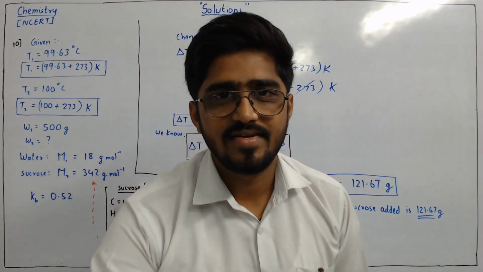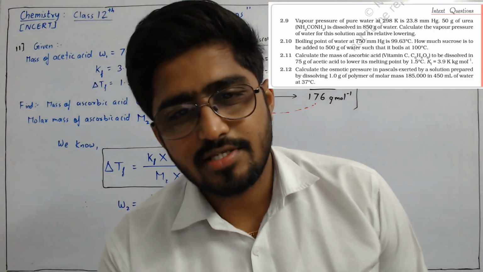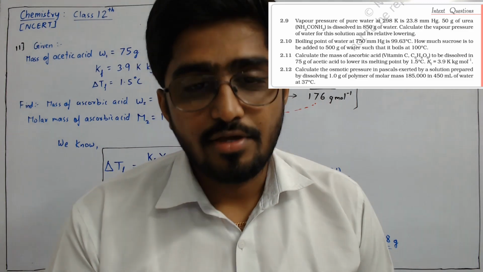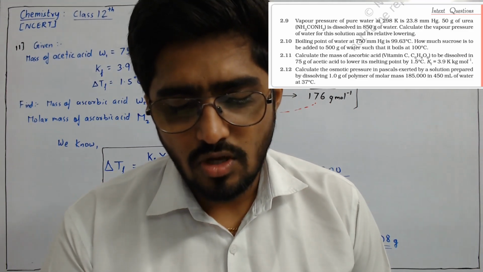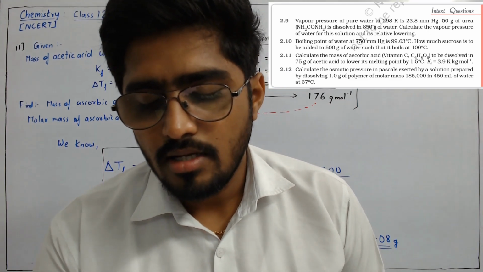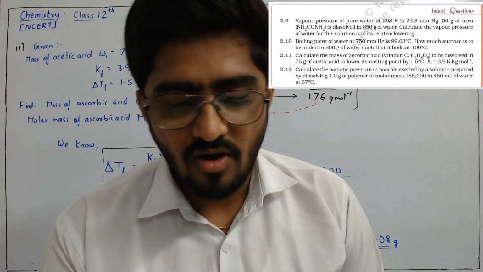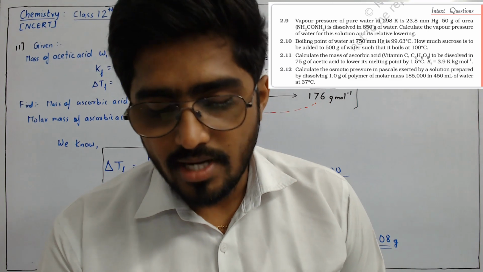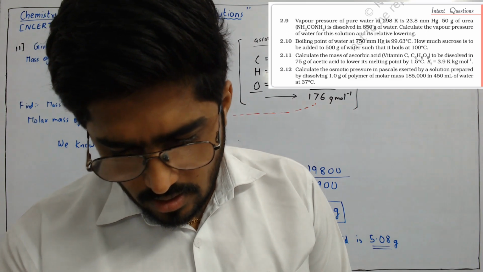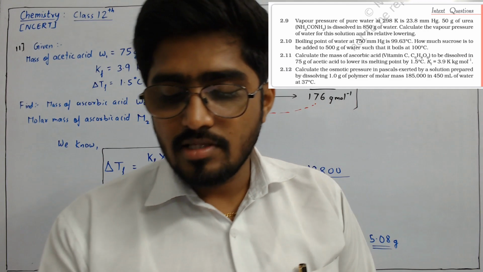Hello students, now see question number 11 in text chapter solution, question number 11. Read the question. Calculate the mass of ascorbic acid, that is vitamin C, formula C6H8O6, to be dissolved in 75 gram of acetic acid to lower its melting point by 1.5 degree Celsius. Kf given is 3.9 Kelvin kg per mole.